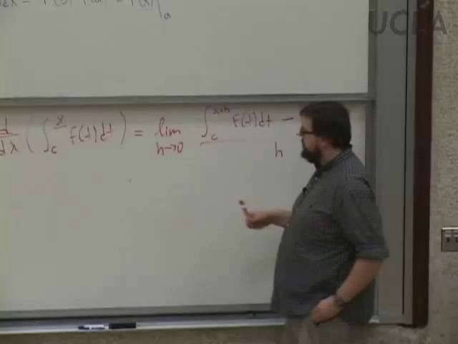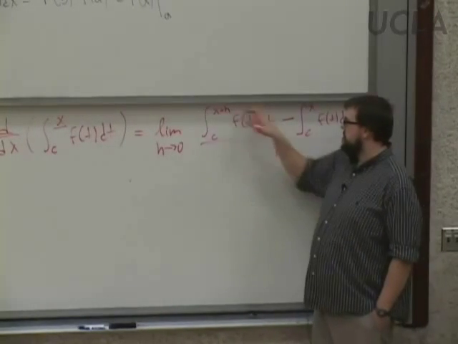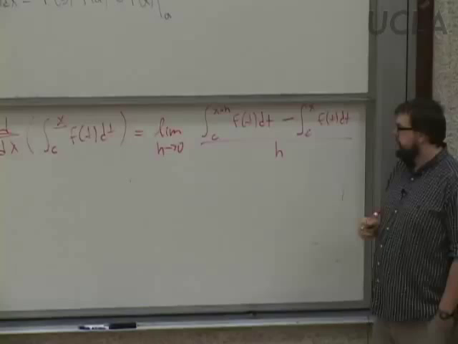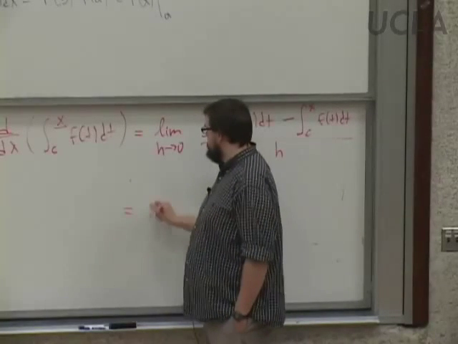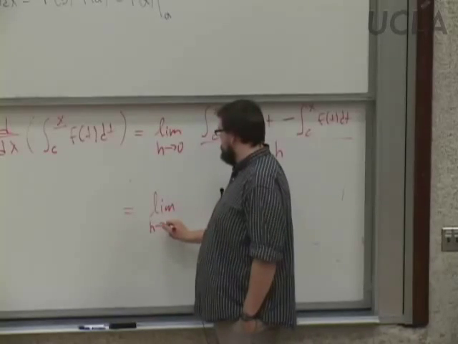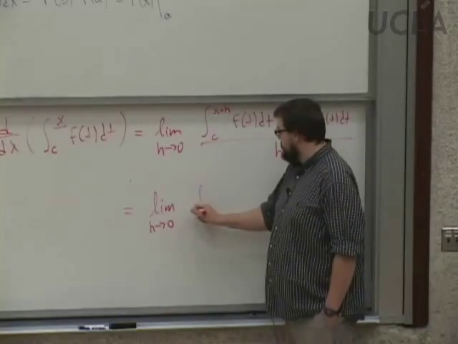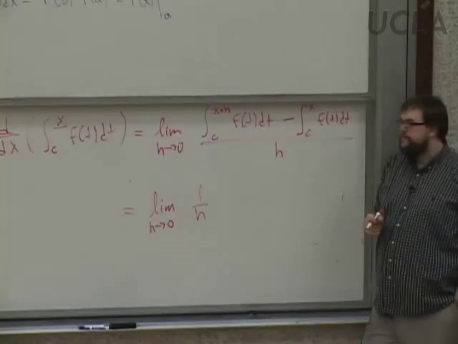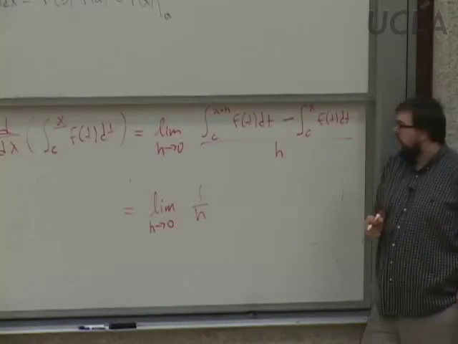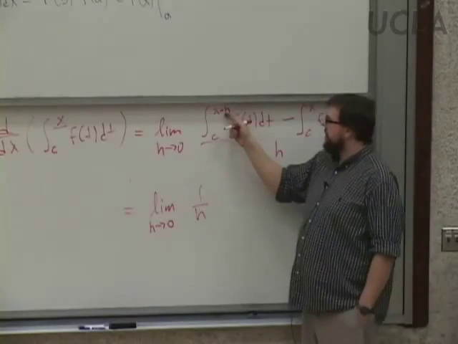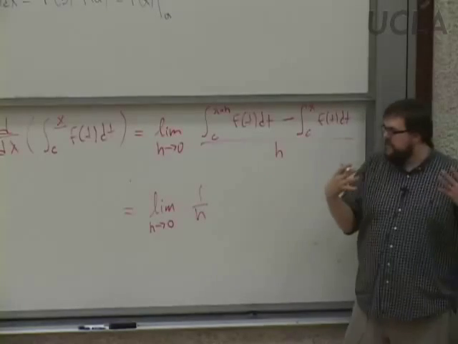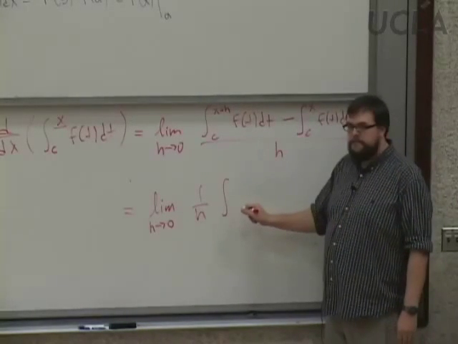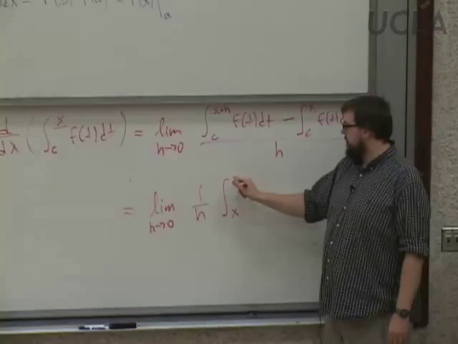So remember the definition of derivative. You take f of x plus h, in this case this, minus f of x, in this case this, divided by h. So this is the limit as h goes to 0, 1 over h. I'll just pull the h in front. What can I do with these two integrals here? I can combine them. Because notice this goes from c to x plus h. This goes from c to x. So I can basically combine them into one integral. And where are the bounds going to go from? From x to x plus h.